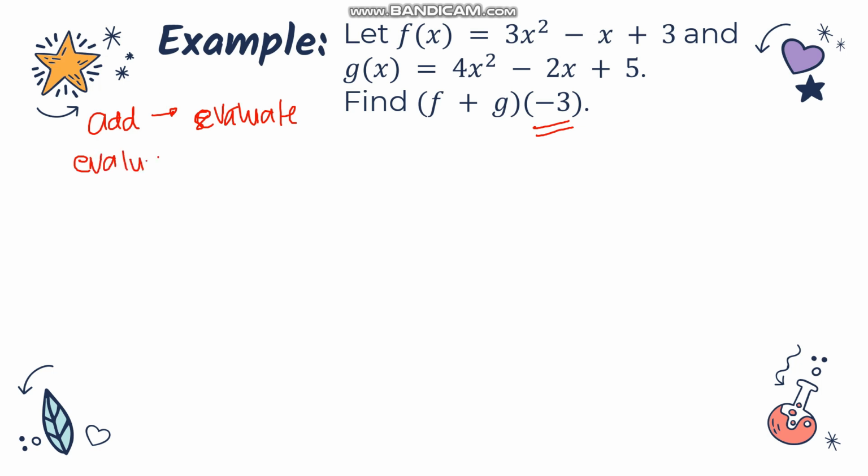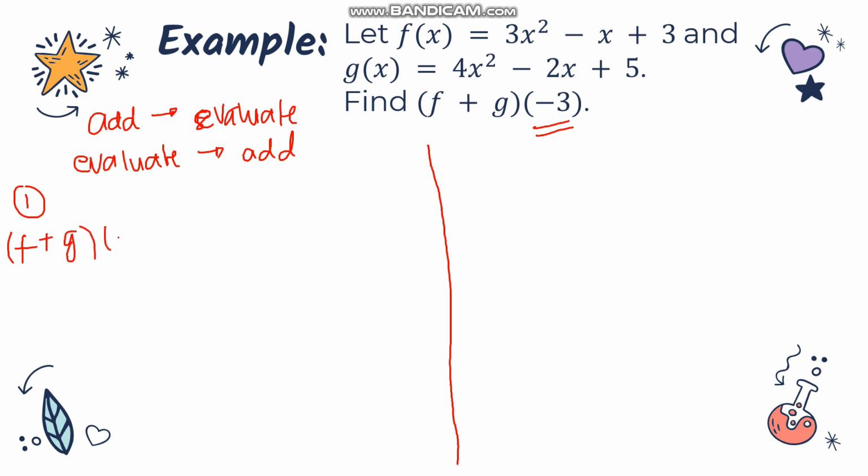We evaluate first each function and then we add them. So let me show you the two ways on how to do it, and let's see if we will get the same answer. So this time, let's add first and then evaluate. So we have f plus g of x. So if you're adding it first, you have to write x here. Do not write negative 3 yet. We will do it when we're already evaluating.